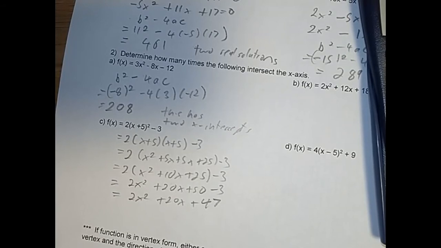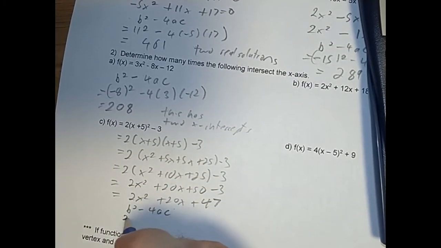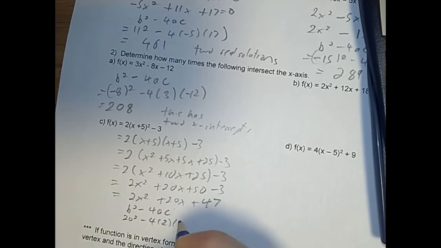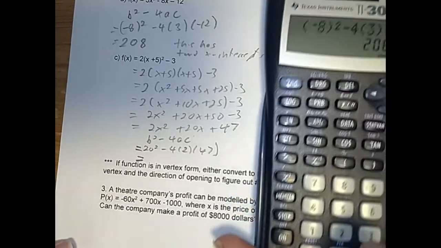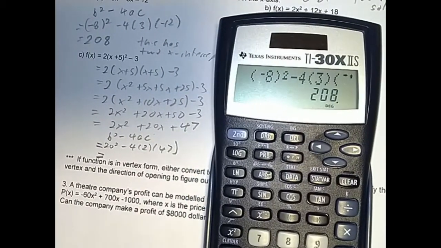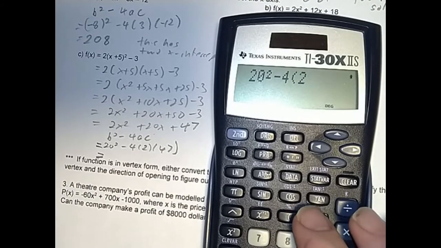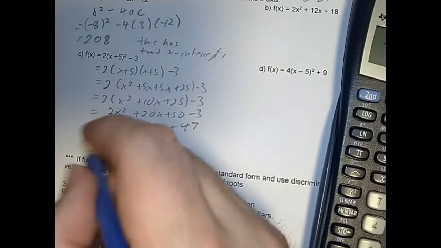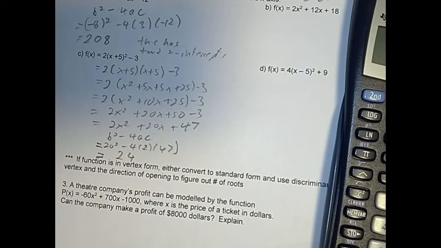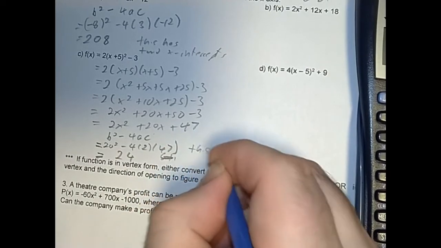And did that. Now we can check. B squared minus 4ac. And b is 20 squared. Minus 4 times 2 times 47. Okay, let's see what that equals. So we'll bring this up here. So, whoops, 20 squared minus 4 bracket 2 bracket 47. 24. So it's still positive. So this still has two x-intercepts. So this has two x-intercepts.